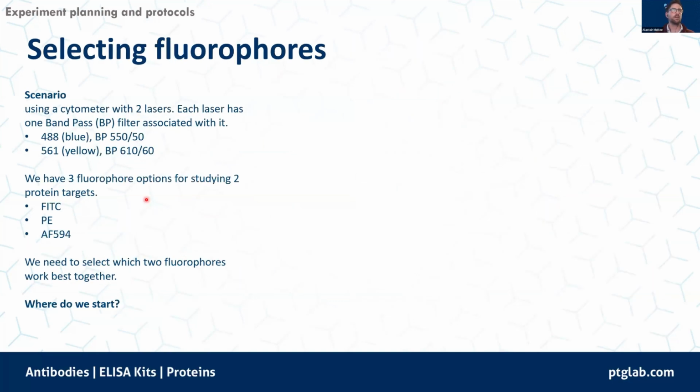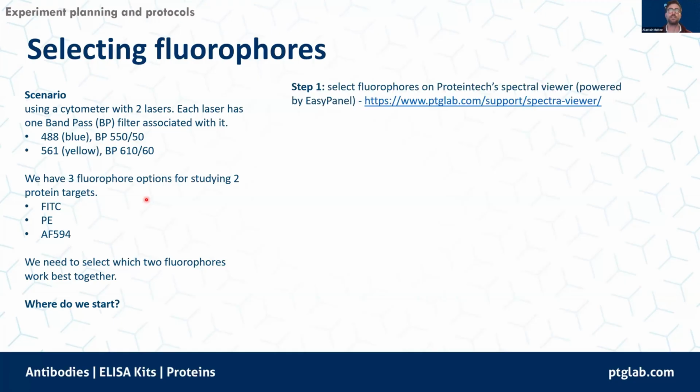So I've created a very hypothetical, simple scenario just to demonstrate what we're considering when we're deciding which fluorophores to use. In this particular case, we're using a cytometer which has two lasers, a 488 or blue laser and a 561 yellow laser, and each of those is associated with a particular bandpass filter. For the 488, we've got 550/50, and for the 561, we've got 610/60. And we're looking at two targets, and we have options for three different fluorophores.